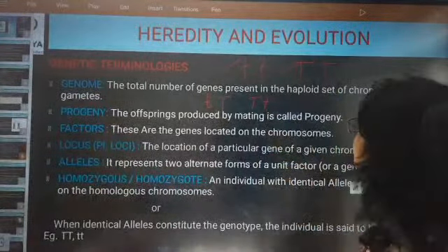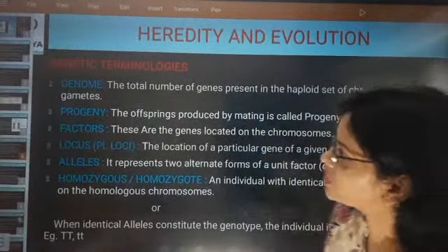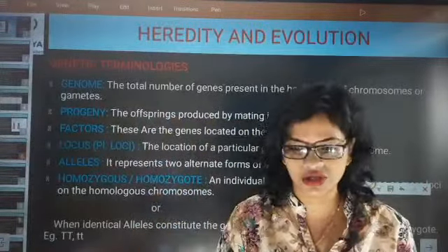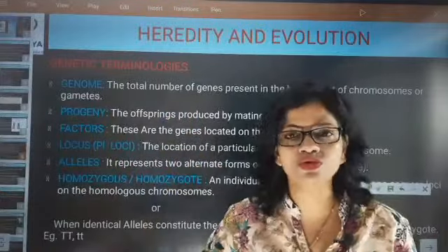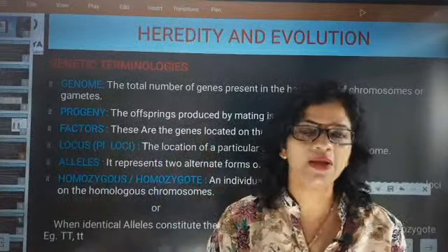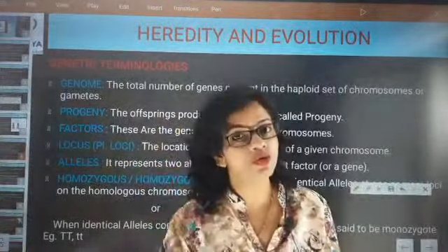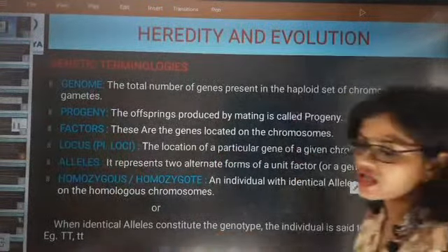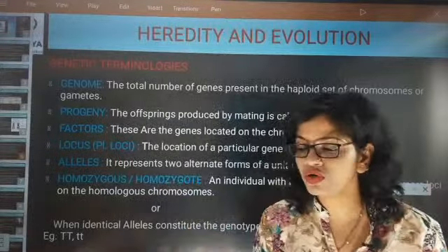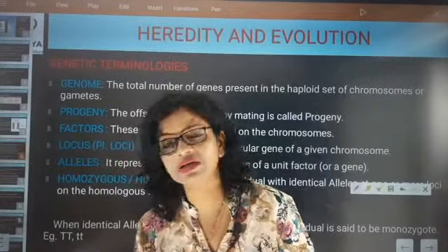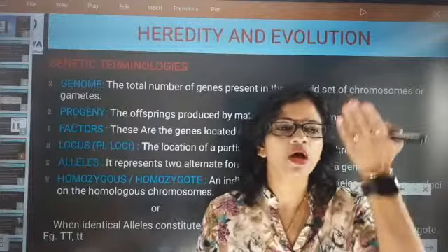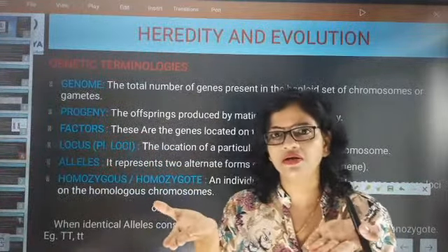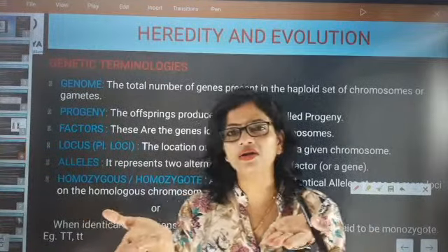Now there are certain definitions apart from that which we are going to understand. Genome we have understood now: the total set of genes present on a chromosome along with DNA is called the genome. But genome is a haploid set of chromosomes. Absolutely correct, Sarthak.